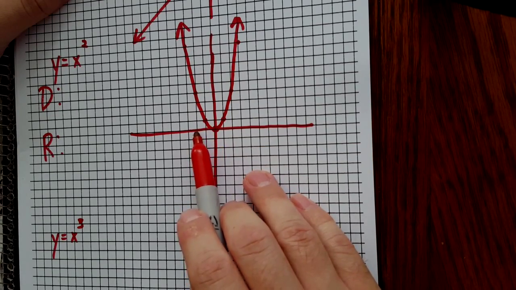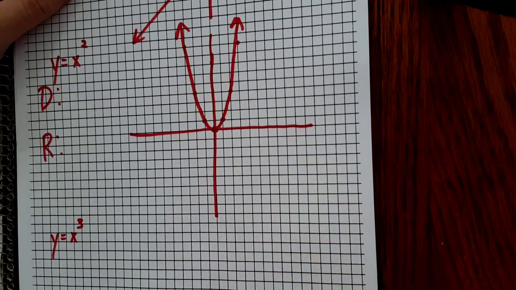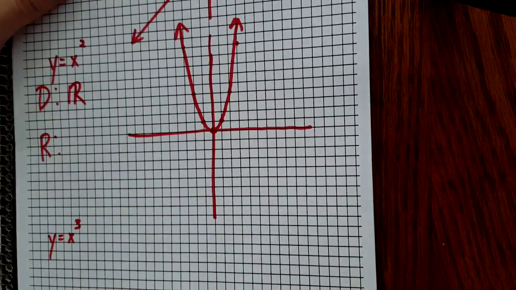So any x value is allowed here, even when it looks like it's not. This is still just x equals negative 2, negative 1, 0, 1, 2, and all the numbers in between that are all being used up. So my answer is that the domain is all real numbers.